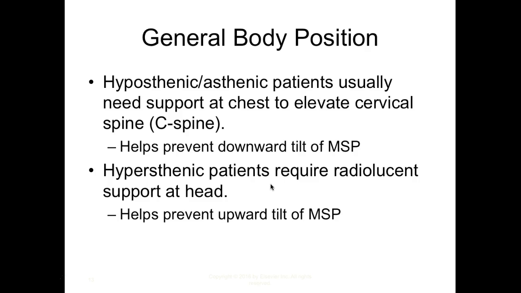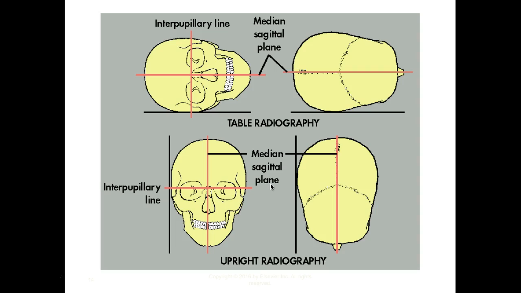So your MSP always needs to be straight, and your IPL needs to be straight in addition. Hypersthenic patients require loosened support under the head, so it helps prevent the upward tilt of the MSP. And I'll show you what I mean here in just a minute. So review again, here is the MSP and here's the IPL, and we want to make sure in either table or upright buckies that we are completely straight. That is really important. When we do your lab practical, we're going to check and see that your MSP and IPL are straight. So that's the biggest thing.